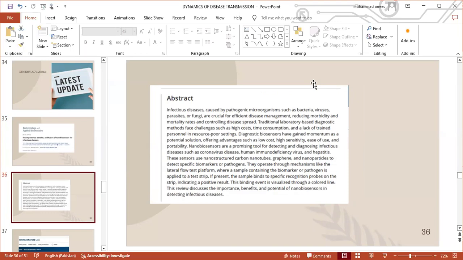Traditional lab-based diagnostic methods face challenges such as high cost. Diagnostic biosensors have gained momentum as a potential solution, offering advantages such as low cost, high sensitivity, ease of use, and portability. Nanobiosensors are a promising tool for detecting and diagnosing infectious diseases such as coronavirus disease, HIV, and hepatitis.